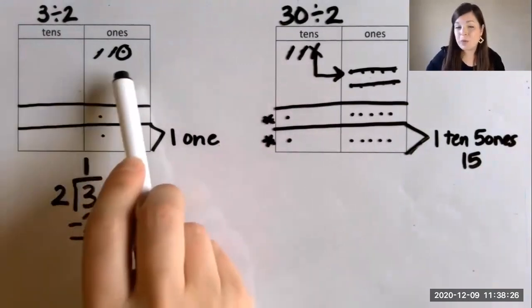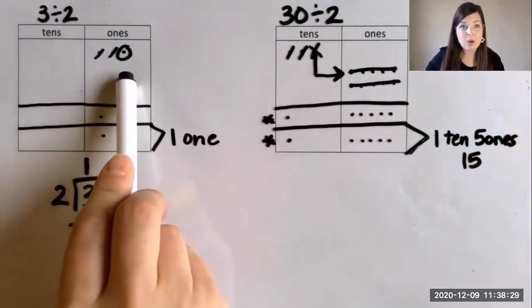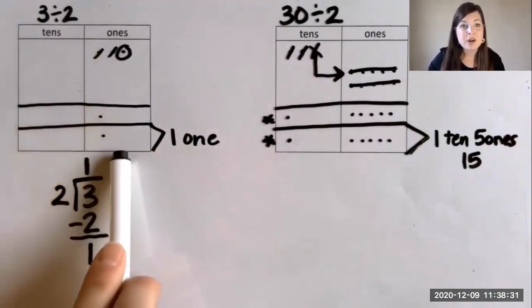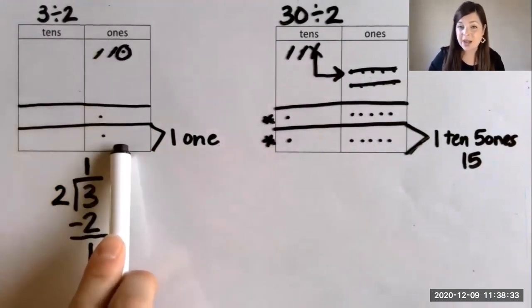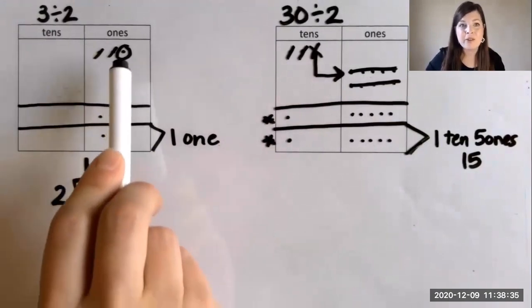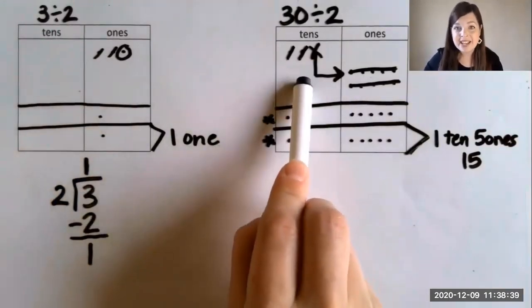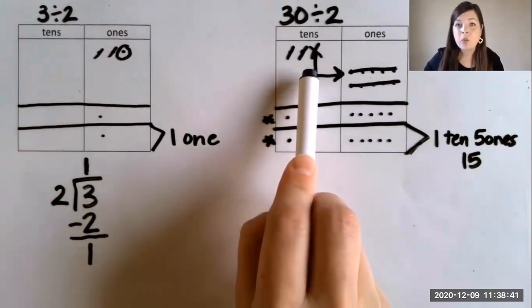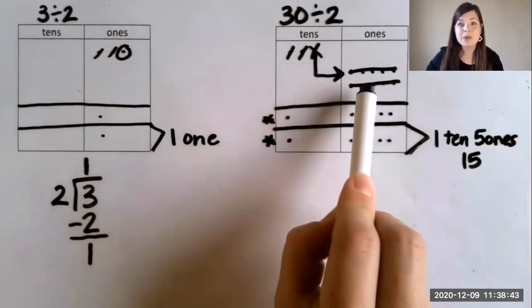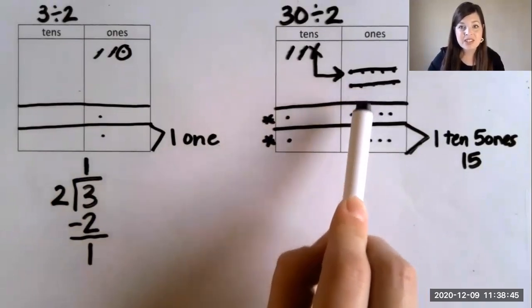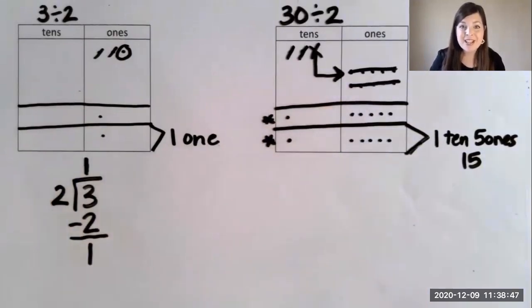In the first problem, when we got a remainder of 1 one, ones are the smallest unit on our place value chart. So we just stopped there and made the 1 one our remainder. But in the second problem, when we got 1 ten as a remainder, we know that 1 ten can be decomposed into 10 ones, which can then still be distributed. So it's important to think about the units and what they represent when we're dividing.